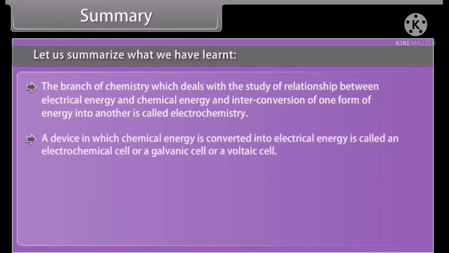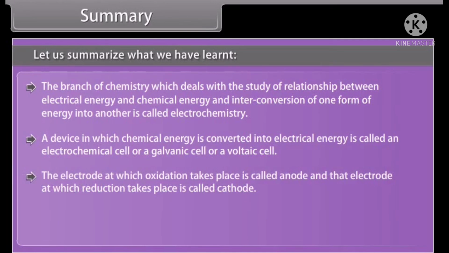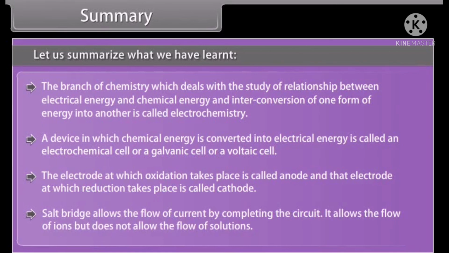A device in which chemical energy is converted into electrical energy is called an electrochemical cell, galvanic cell or voltaic cell. The electrode at which oxidation takes place is called the anode, and the electrode at which reduction takes place is called the cathode. Salt bridge allows the flow of current by completing the circuit. It allows the flow of ions but does not allow the flow of solutions.